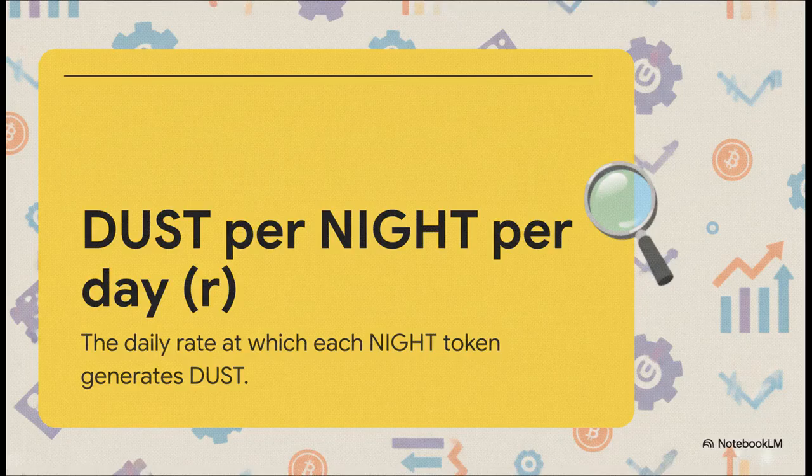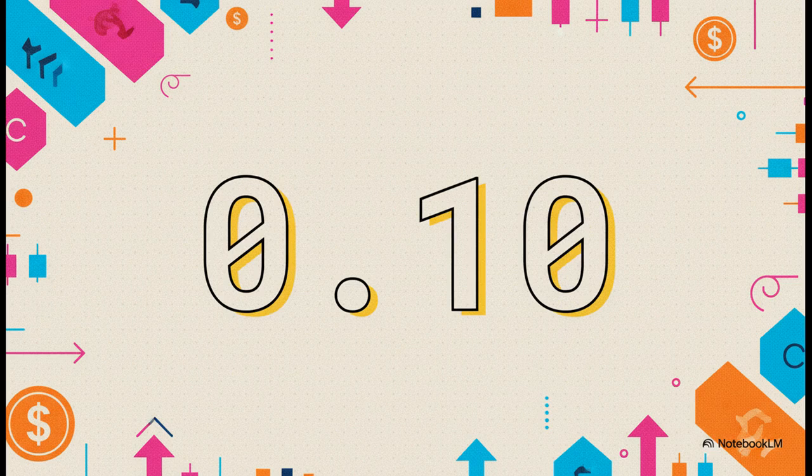Next up is dust per night per day, which we'll call RD. This is the daily rate that each night token generates dust. Honestly, you should think of this as the engine of the whole model. It's what determines how fast each of your night tokens is pumping out new dust, day in and day out. And the default setting for that engine is 0.10. So what does that mean? It just means the model assumes that for every single night token you've got, you're generating 1/10 of a dust token every day. And let me tell you, this number is absolutely crucial for everything that comes next.